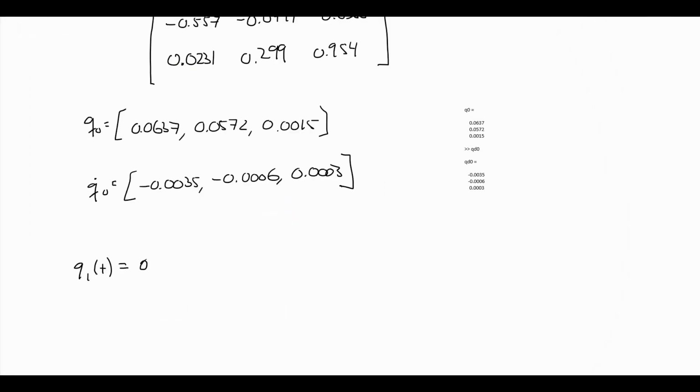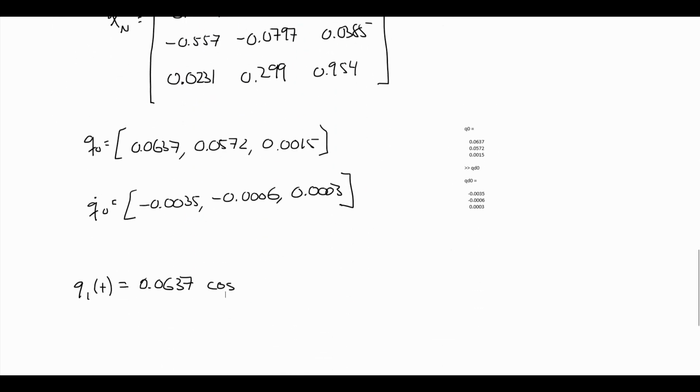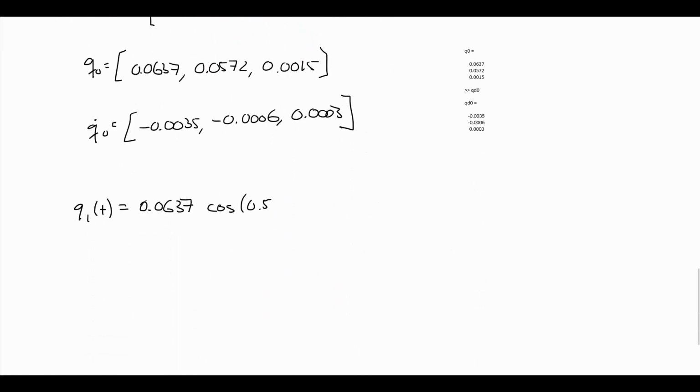So q1, 0.0637 times the cosine of omega 1. So in order, 0.514 times time, plus then q dot 1 divided by that first natural frequency. I'll leave it as a fraction for now, times the sine of 0.514 t. And again, see that the solutions to each of these are going to have only one frequency that operates at, the first, the second, the third natural frequency.